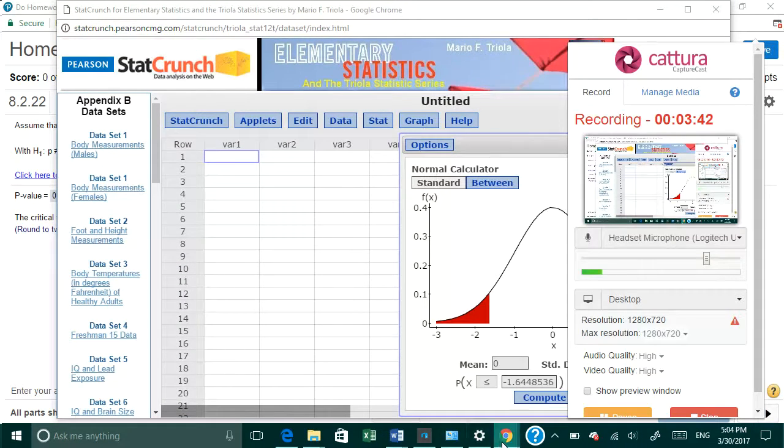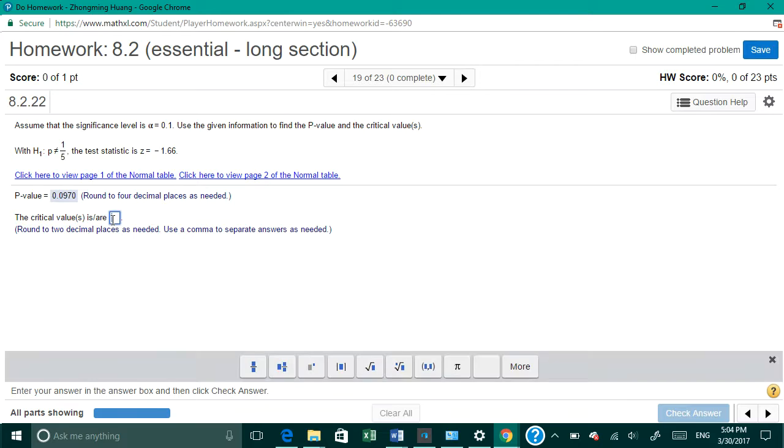With that, I'm going to go back to my graph: negative 1.64, comma, 1.64. Like I said, we should have two, and they're symmetrical with respect to each other. So this is it for this problem.